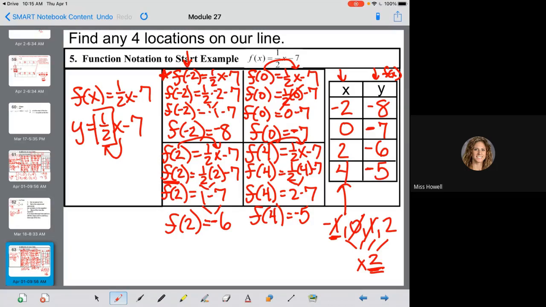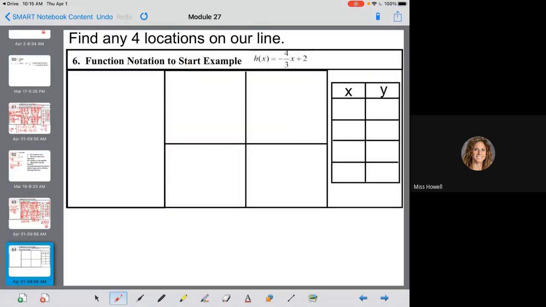All right, so let's look at one more in function notation because these are a little bit good. Now this one's written as h of x. H of x equals -4/3 x plus 2. Again, that's the same as saying y equals -4/3 x plus 2. So don't be confused by that. H of x is just saying we have a function named h, and we're going to evaluate things for the value of x.